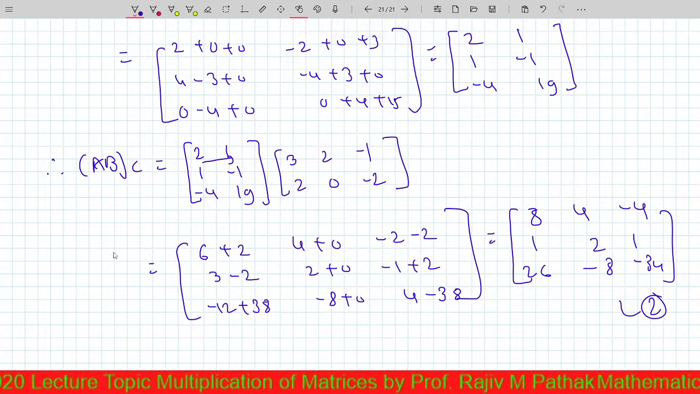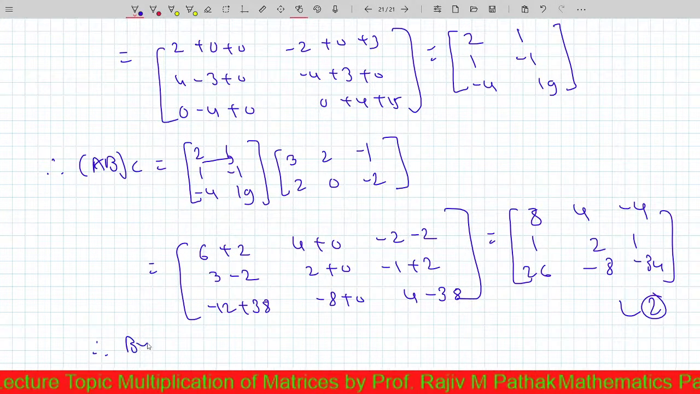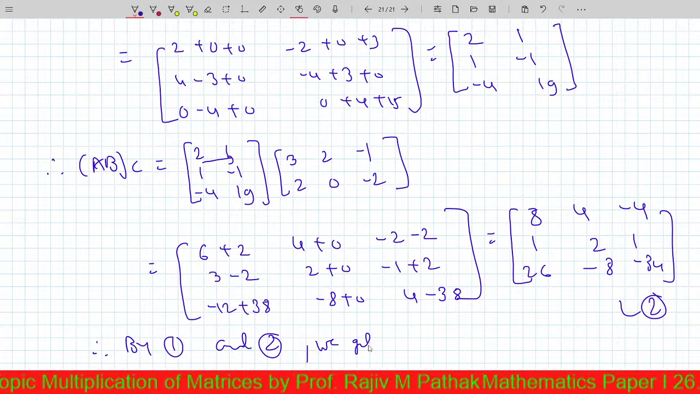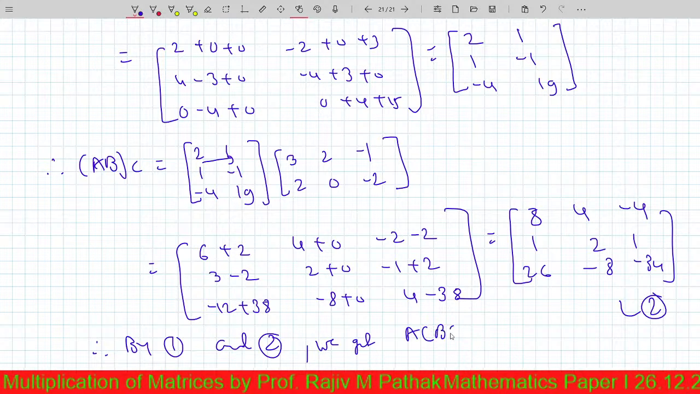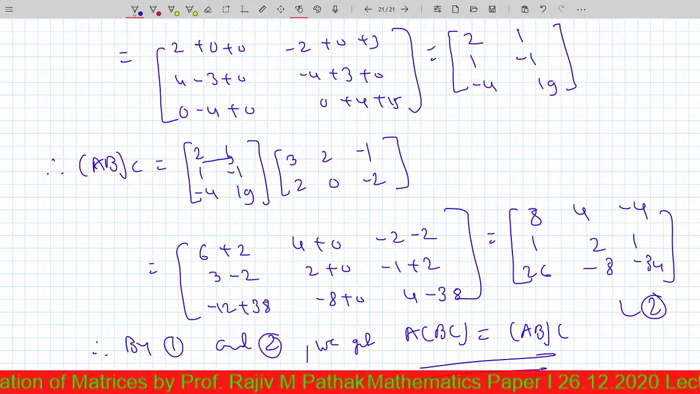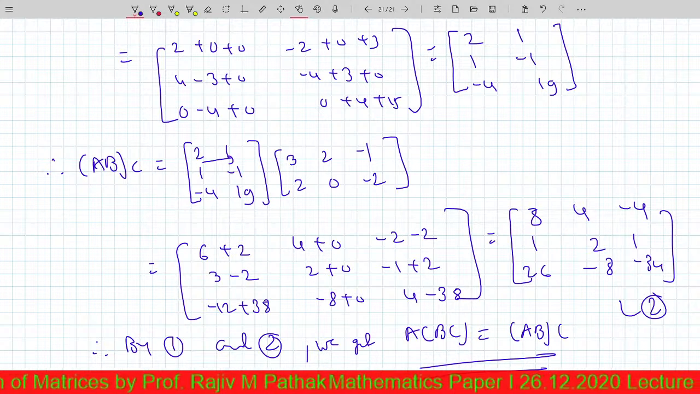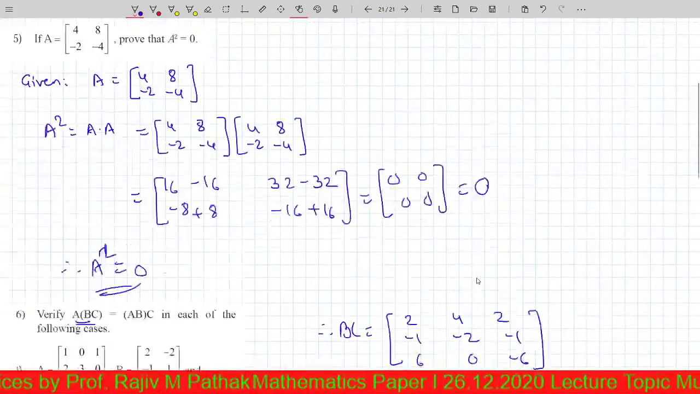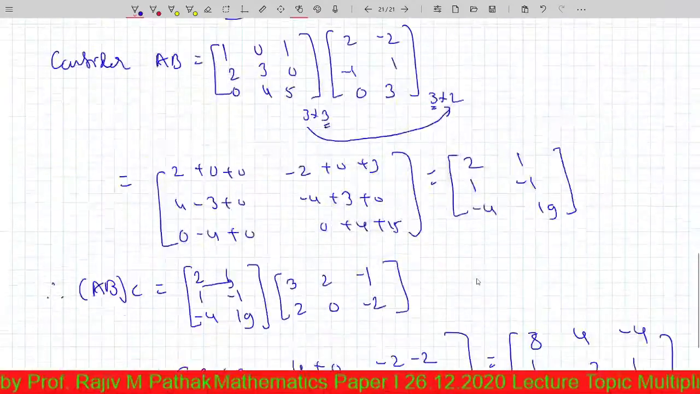So by 1 and 2 we get A into BC is equal to AB into C. So this is how associativity is verified. Any questions? No, sir. Okay.